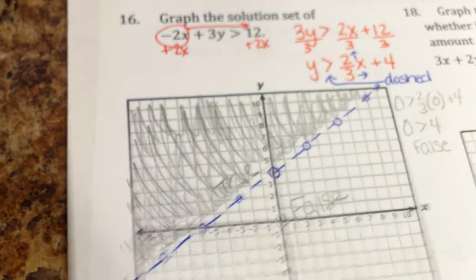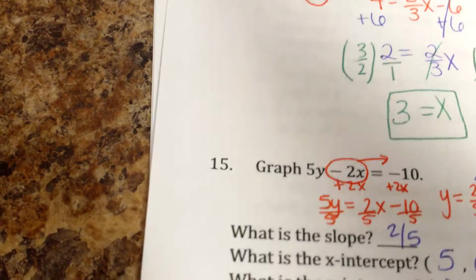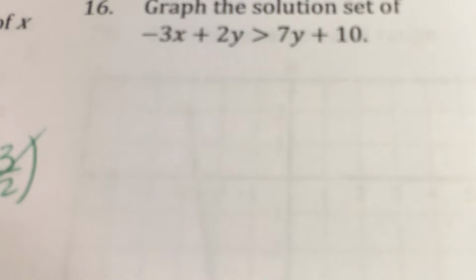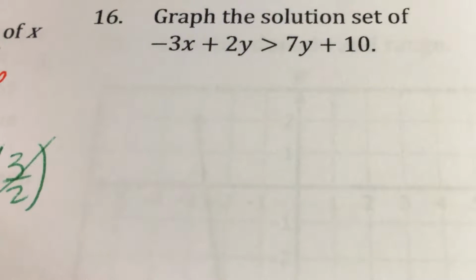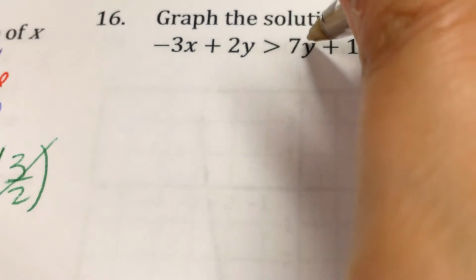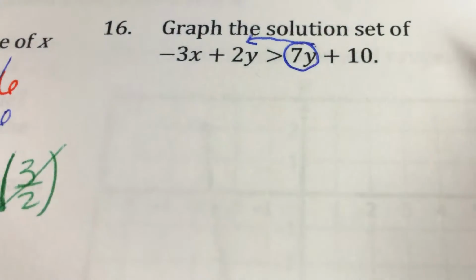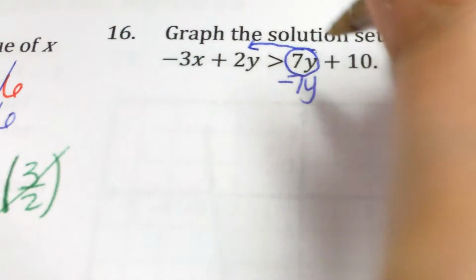Let's go ahead and do one more, because it's inequalities. Number 16. Graph the solution set of that. Once again, we want y by itself. So I'm going to move this 7y to the other side so that I can have y by itself, and then we can move the x to the other side. So let me go ahead and move the y.